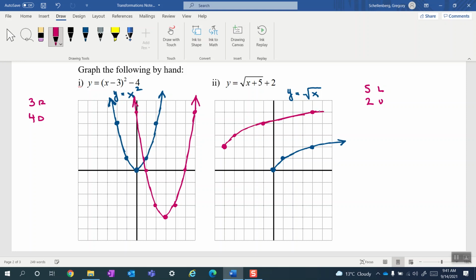I've just added one more point there that was not on the graph of the basic function. Okay, but the shape stays the same. We've just translated it.